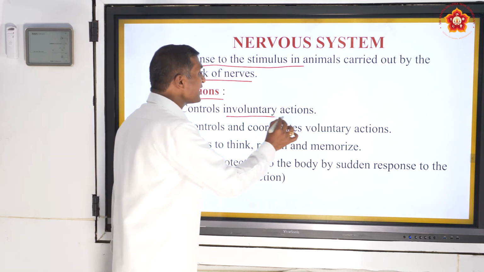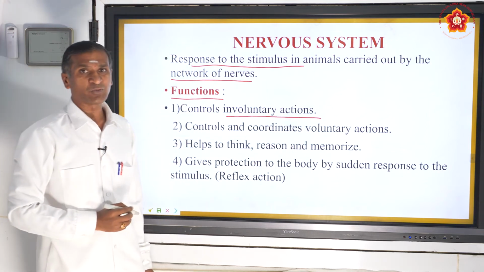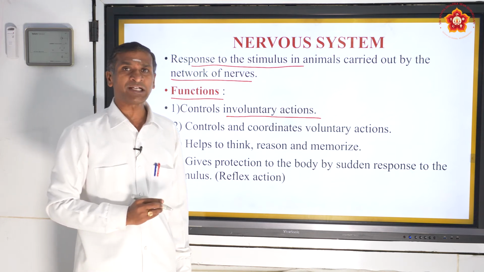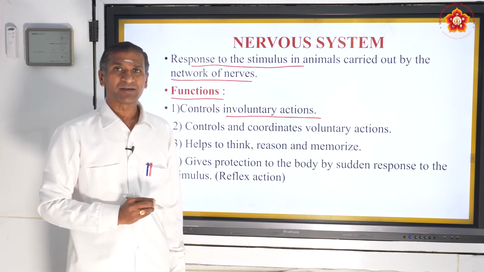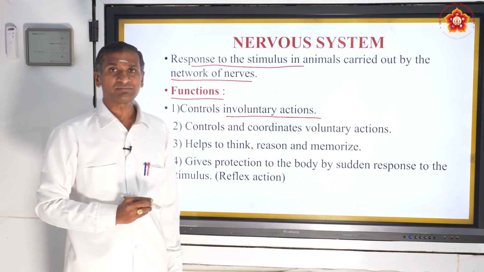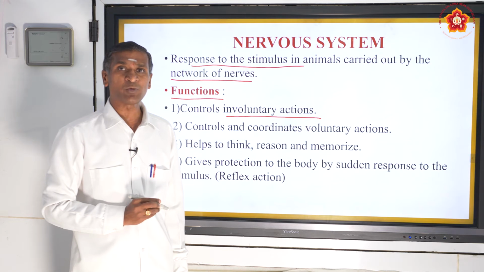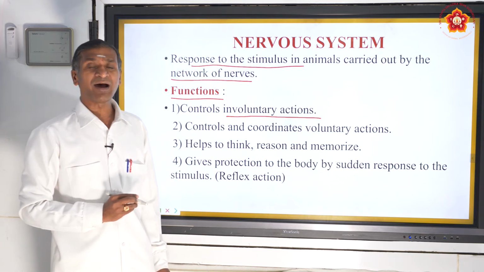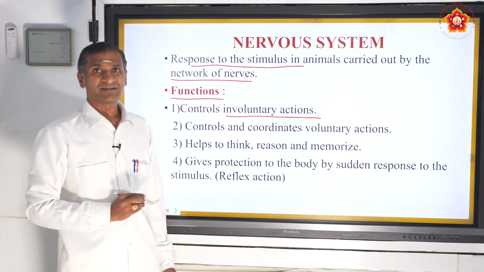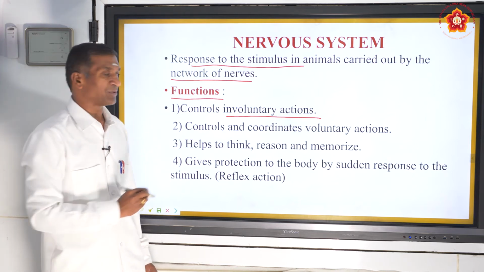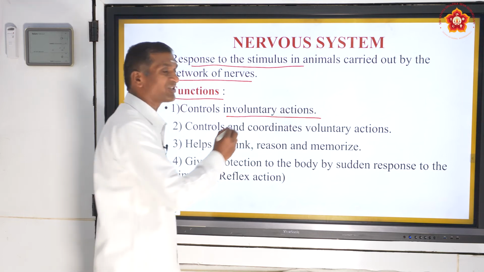Then what are the general functions of this nervous system? Controls involuntary actions. You might have studied in your earlier classes, involuntary, not under our control. The respiration, the swallowing of the food, the peristaltic movement of the food, the heartbeat, the urine formation, they are all not under our control. Involuntary actions.